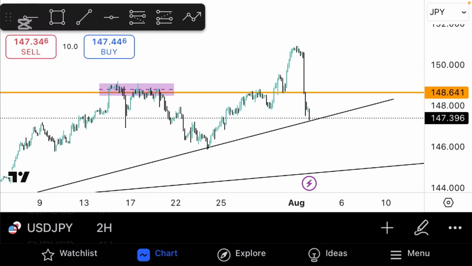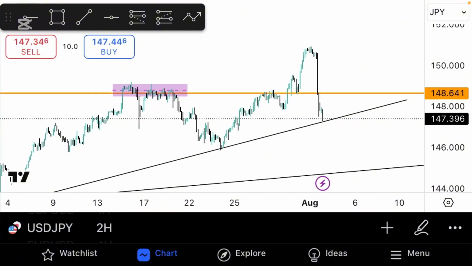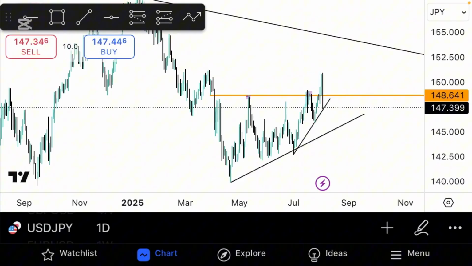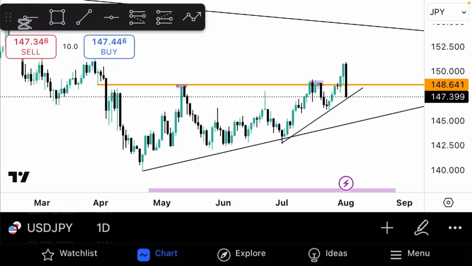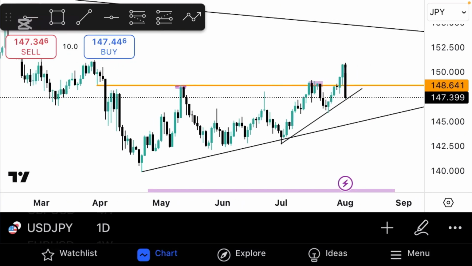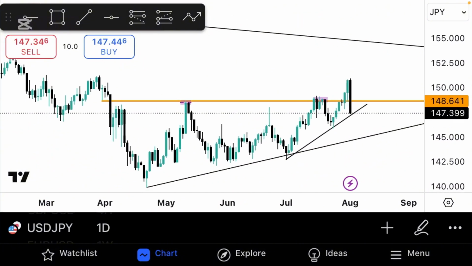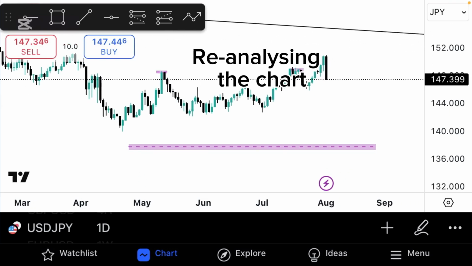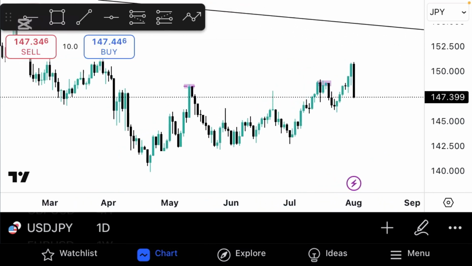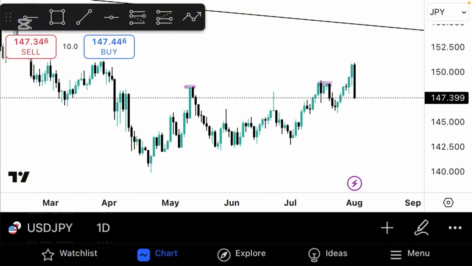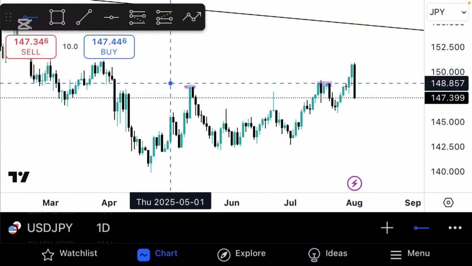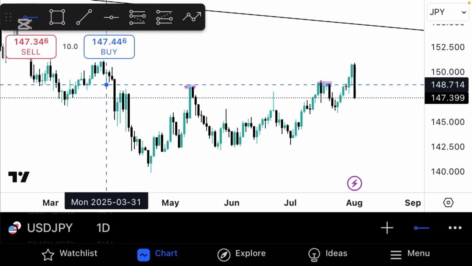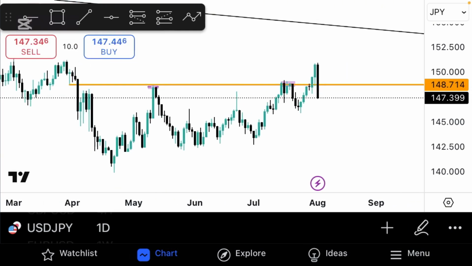Analyzing GBP JPY. Stepping on the daily time frame, USD JPY price just recently broke our resistance zone. As you can see, if we draw our resistance zone here, we have first touch here, second touch here, third touch here. This makes it a significant resistance zone.